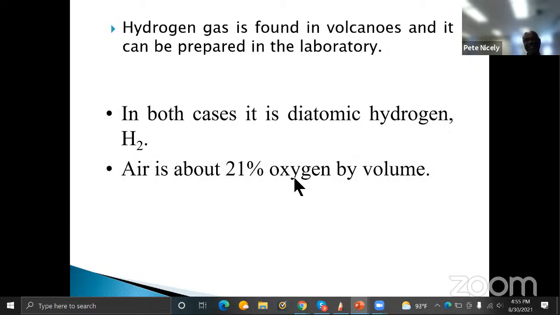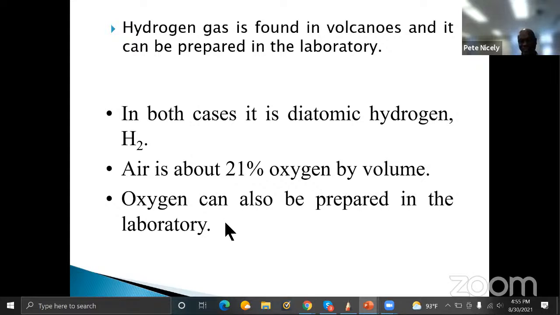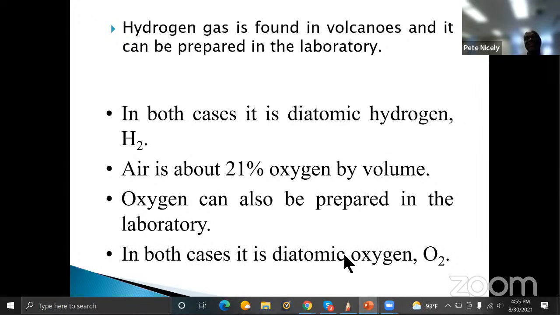Oxygen is also in the atmosphere. Of course, we depend on it. About 21% of the air that we breathe is oxygen by volume, all right? Oxygen also can be prepared in a lab. In the lab, we can prepare oxygen by heating a compound known as potassium chloride. But in either case, oxygen that we're talking about here exists as O2, a diatomic molecule.